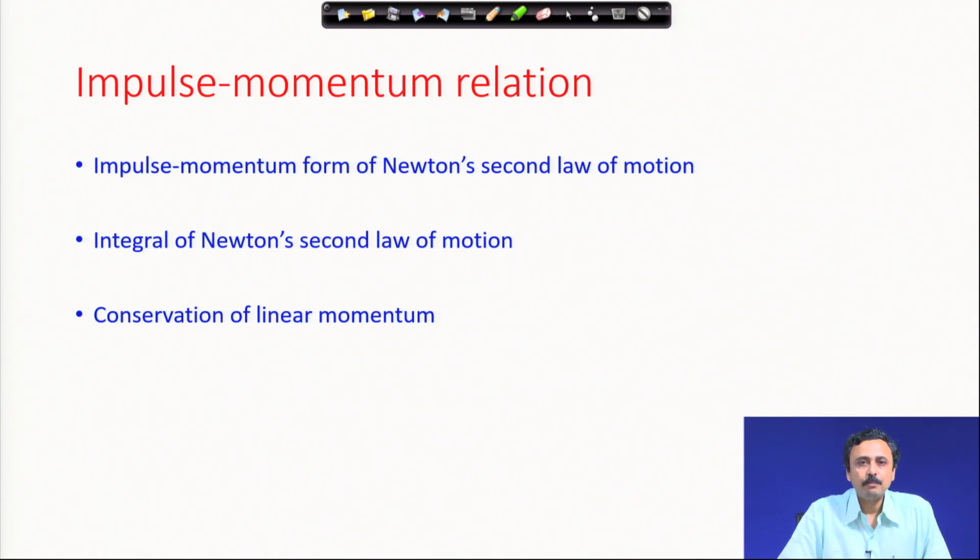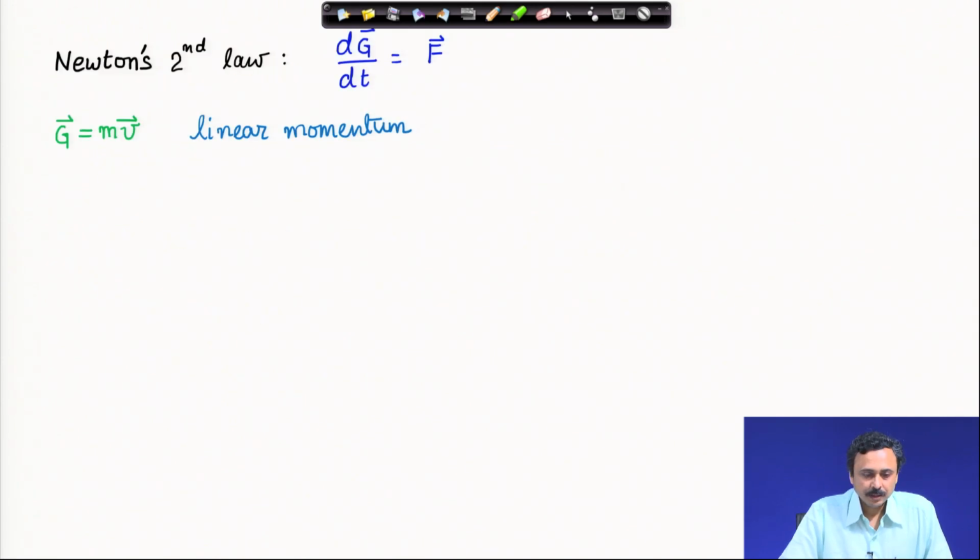Therefore, it is called the impulse momentum form of Newton's second law, and because it is an integral of Newton's second law, it will not generate any new information which is not already present in Newton's second law. This relation will lead us to the concept of conservation of linear momentum. Let us start by looking at Newton's second law.